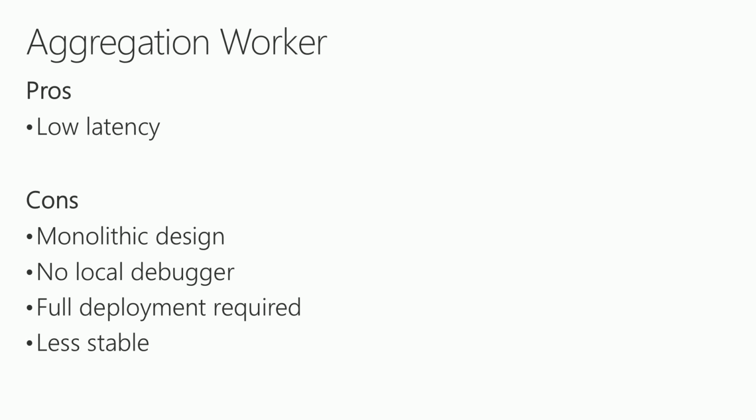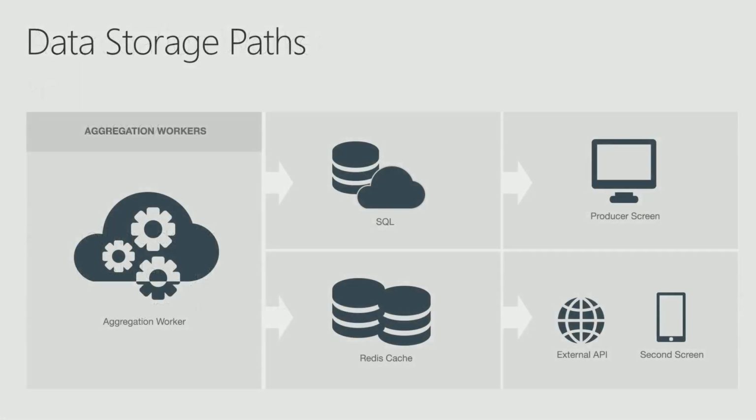Now, as I mentioned, there are 2 separate data paths for the aggregation worker, SQL and Redis cache. SQL is our long-term source of truth data storage. It will deal directly with the aggregation worker and the producer screen, whereas Redis is an in-memory data structure store, which is used as a database, cache, and message broker. It offers built-in replication and high availability. It's the point of contact for both the second screen and the external API.